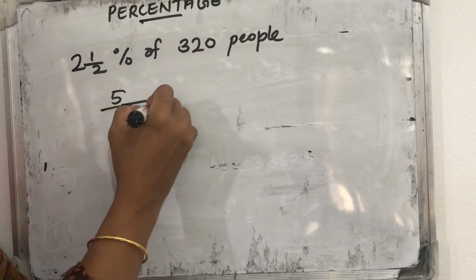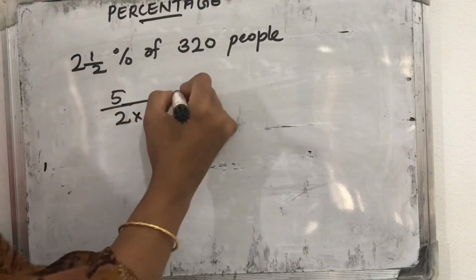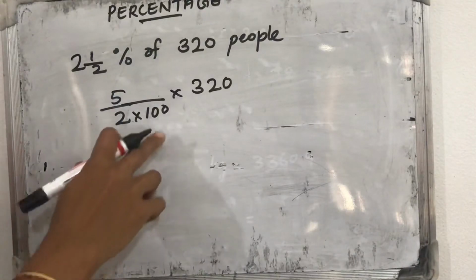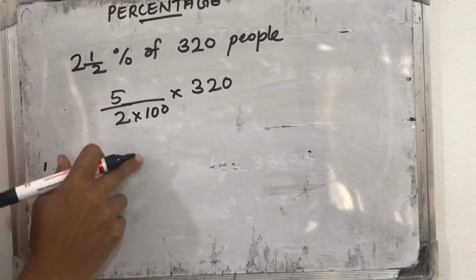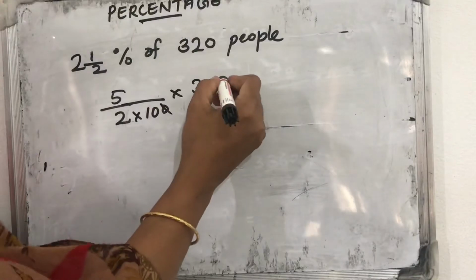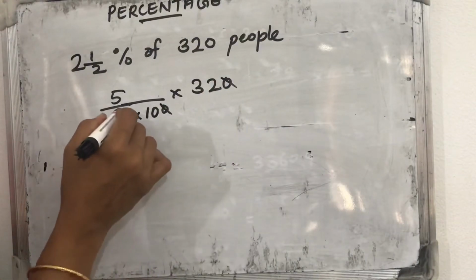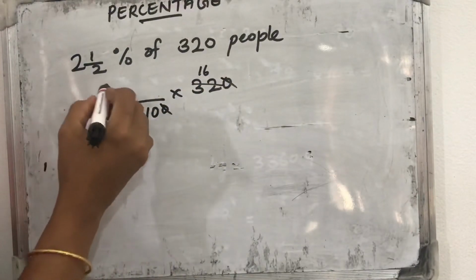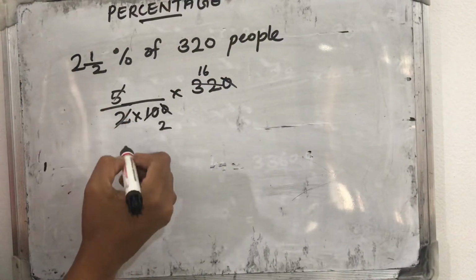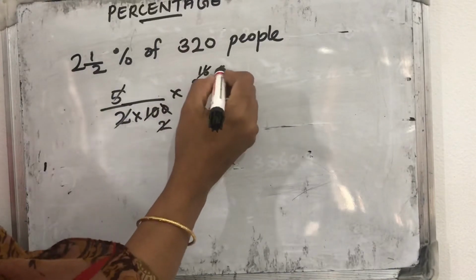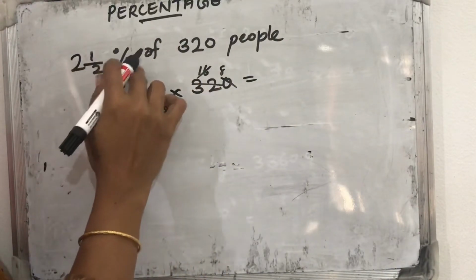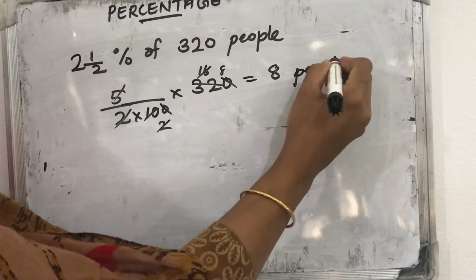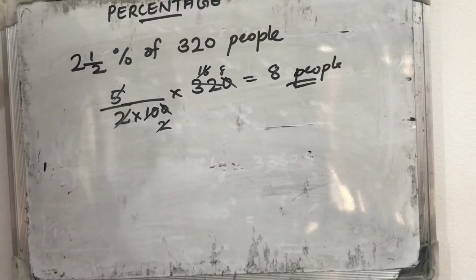So this is divided by 100, and we are multiplying with 320. Actually here 100 is in the denominator part. Now how can we calculate this? These zeros you can cancel, and 2 and 32 gives 16. 5 and 10 you will get 2. Again 2 and 16, 8. So 2.5% of 320 people is 8 people. This way different questions are there, and those we can also calculate.